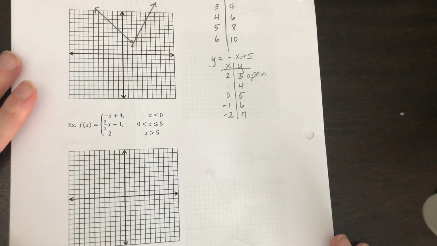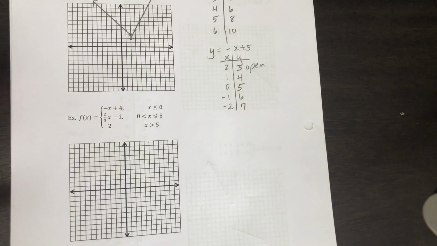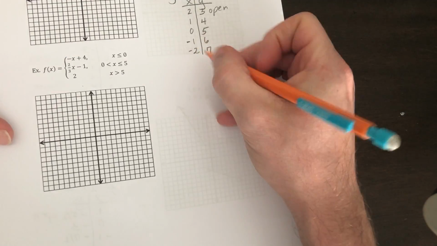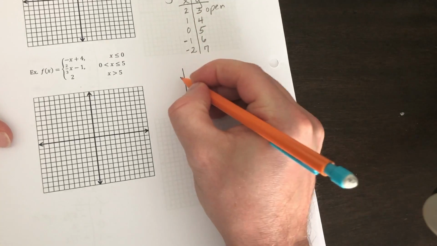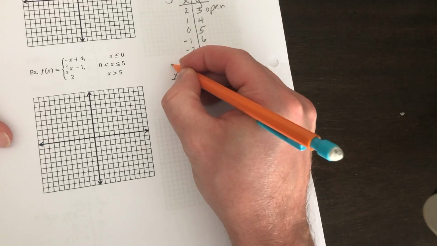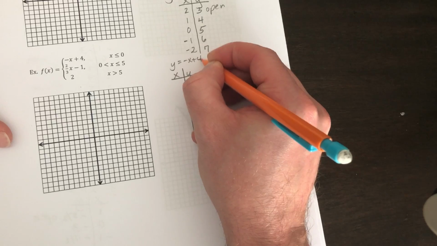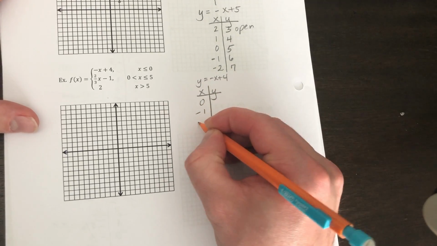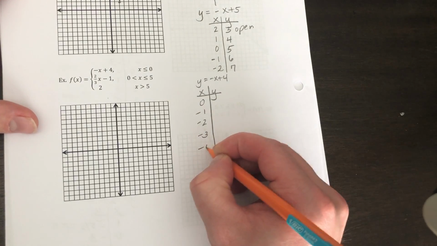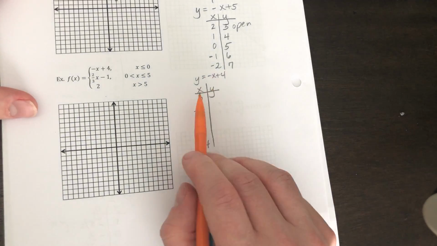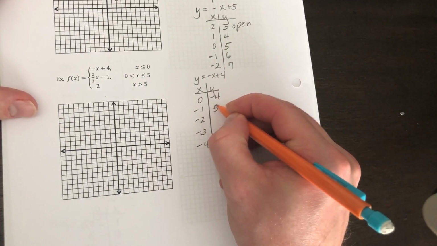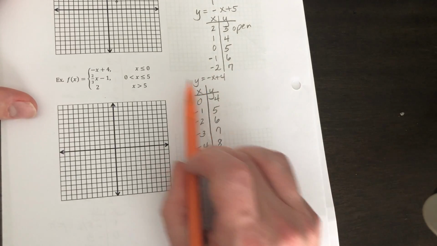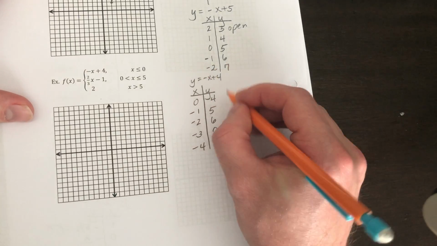Okay, now this one we have 3 branches. Well, it's not a big deal because it's just 3 T-charts. So let's do the first branch. y is equal to negative x plus 4. And we're going to pick values less than or equal to 0. So 0, negative 1, negative 2, negative 3, and negative 4. Plug in a 0, you get 4, 5, 6, 7, and 8. This is going to be closed because you have the equal to.